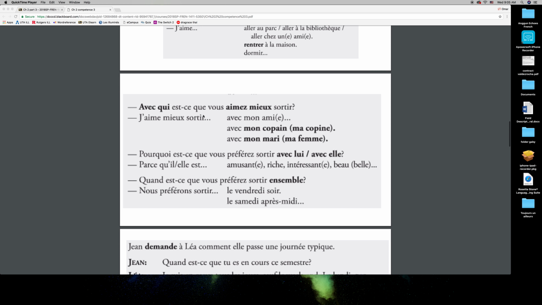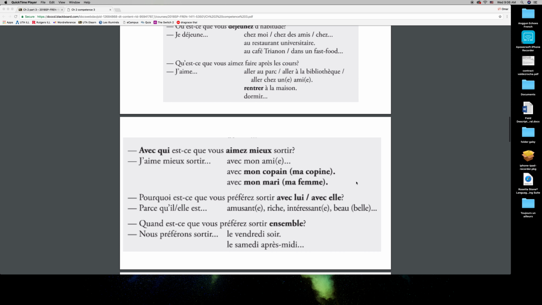Okay. Another one, avec qui, pourquoi, right? These are other question words in French, why. And for why, the answer will always begin with parce que. Pourquoi est-ce que vous préférez sortir avec lui, with him, avec elle, with her? Parce qu'il est, parce qu'elle est, because he is, because she is, and then an adjective. Parce qu'il est amusant, parce qu'il est riche, parce qu'il est intéressant, parce qu'il est beau.